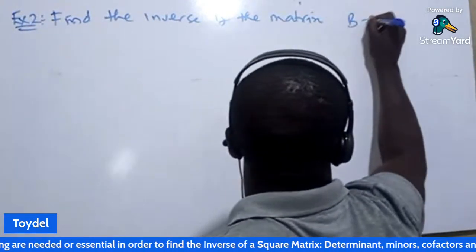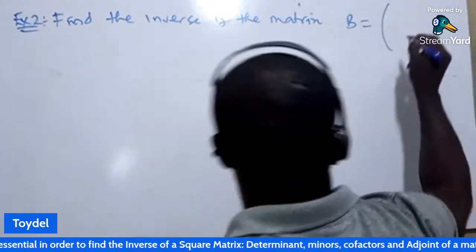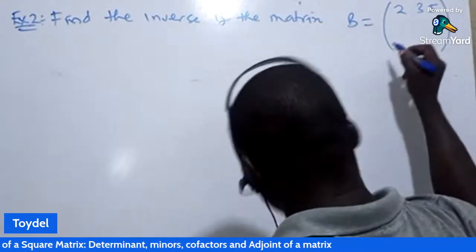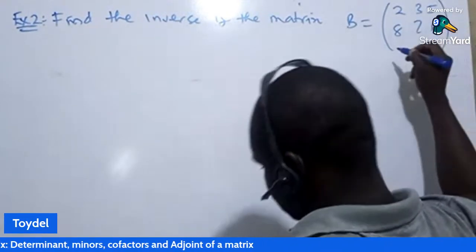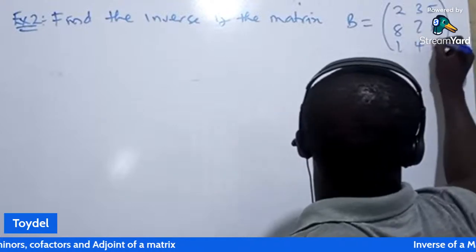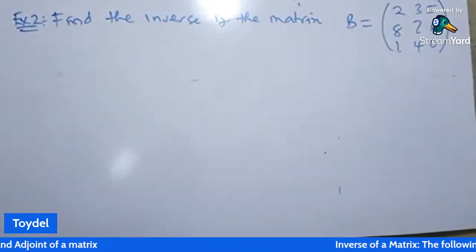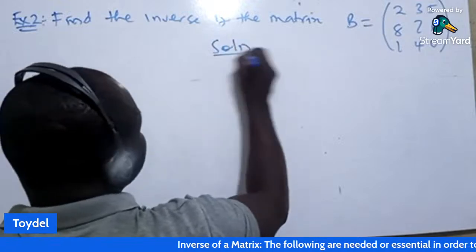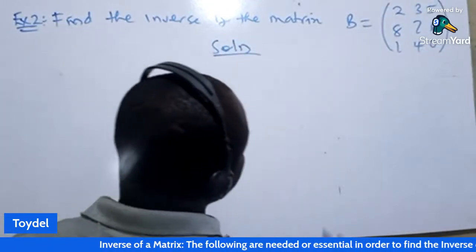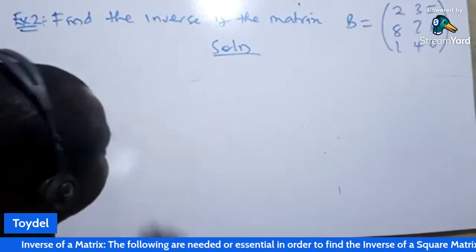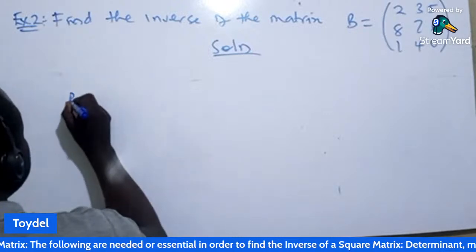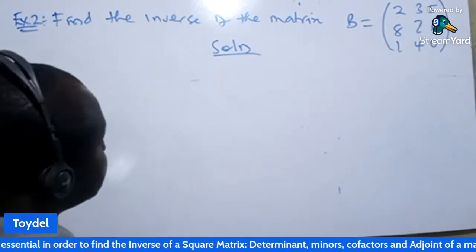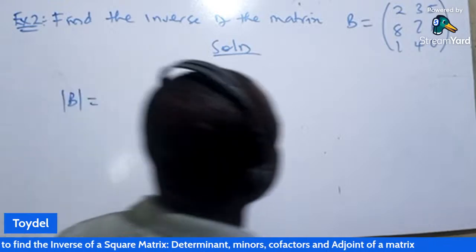Let's say B is equal to 2, 3, 5, 8, 7, 6, then 1, 4, 0. So in this case now we have a 3 by 3 matrix. So how do we find the inverse? We follow the same steps. The first thing that we are going to do is to find the determinant of B, because without the determinant of B, we cannot proceed. That's the first step. Once the determinant of B is not 0, then we can talk about the inverse.